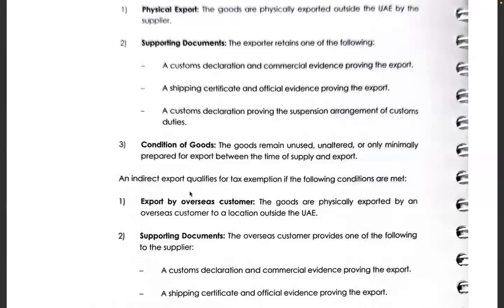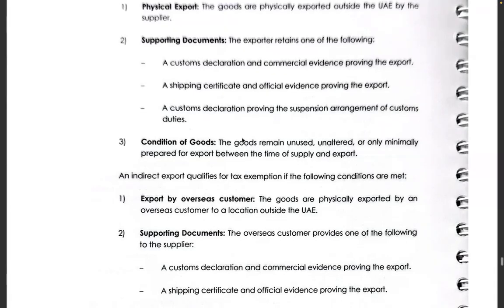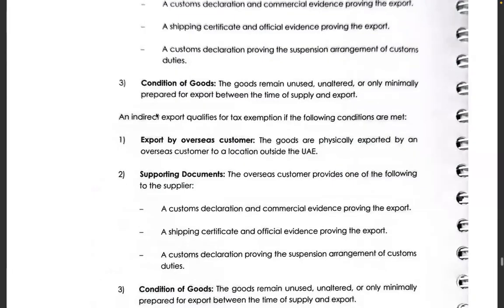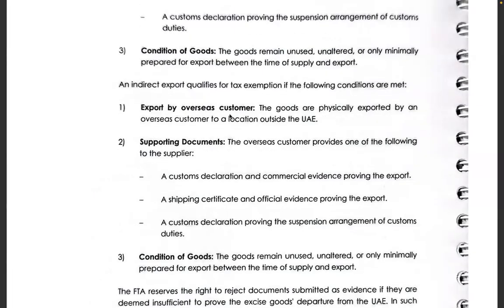An indirect export qualifies for tax exemption if the following conditions are met. What are those conditions? Export by overseas customer. So if it is an indirect export, the goods are physically exported by an overseas customer to a location outside the UAE. That's an indirect export. Supporting document, what will be the supporting document?